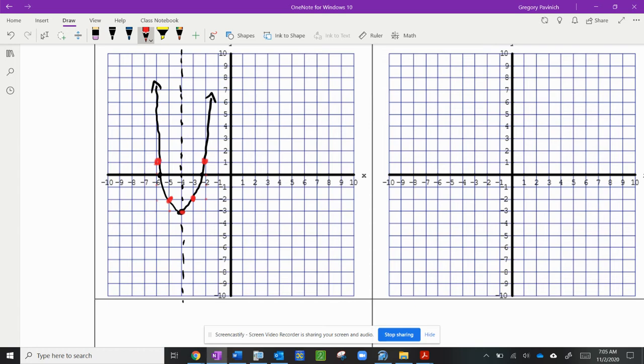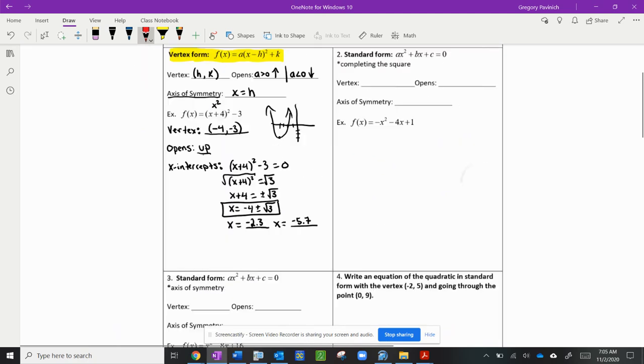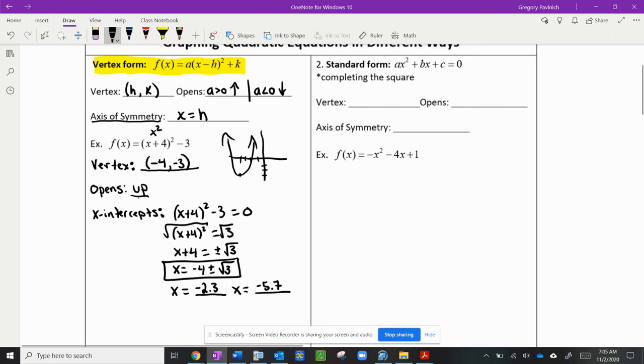Now that is if your A is a 1. Obviously if your A was vertically stretched, then when I went over 2, I would go up 8. I would multiply that by the magnitude. And same thing with a compress. We'll see that as we go forward. Okay, and I didn't put the axis of symmetry on there, and that is x equals -4. Remember, the x value of the vertex.